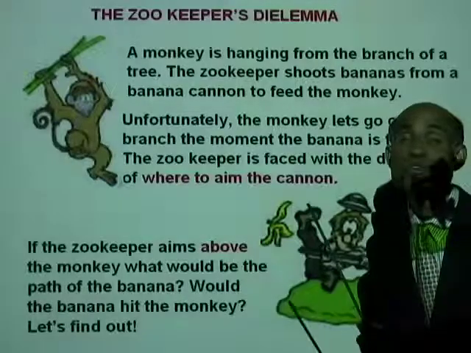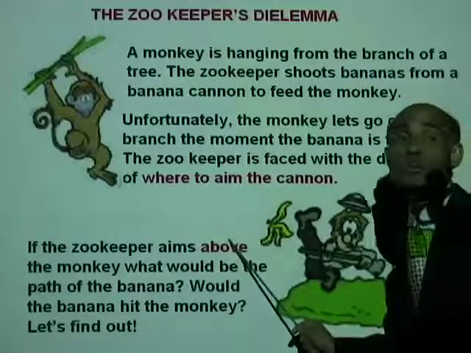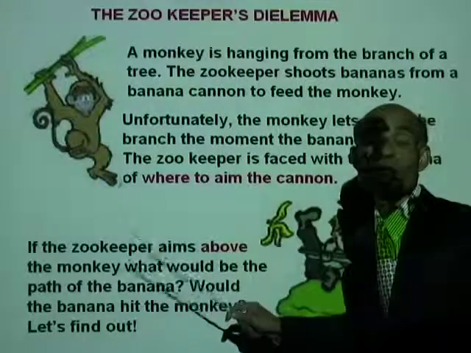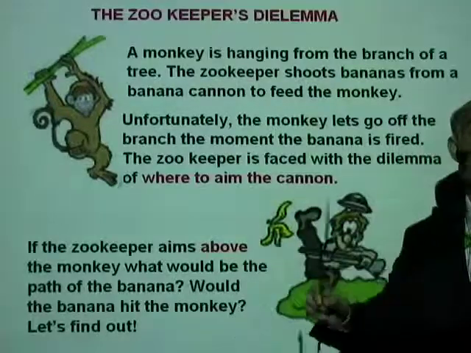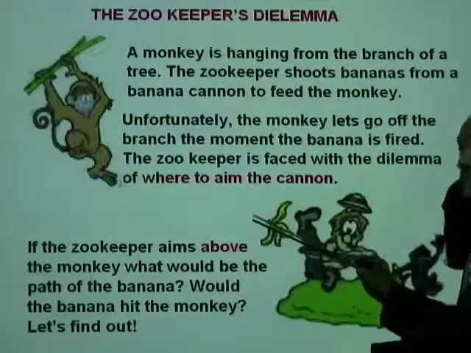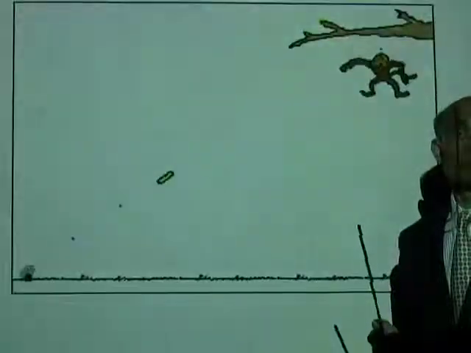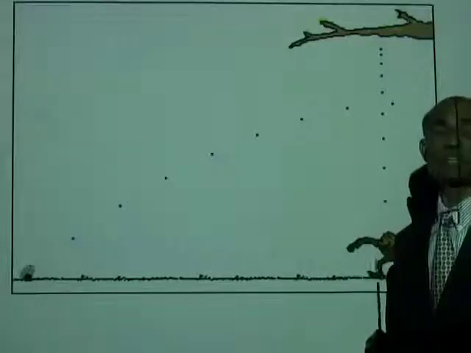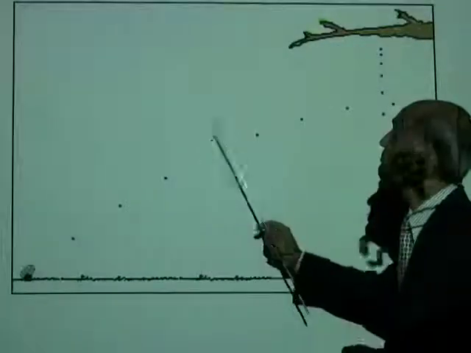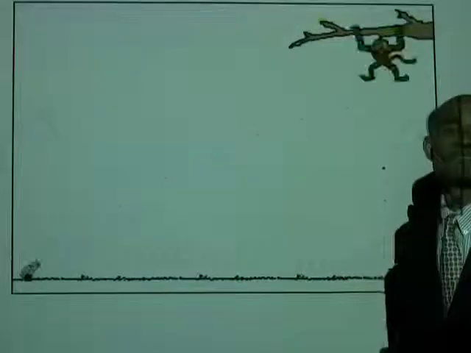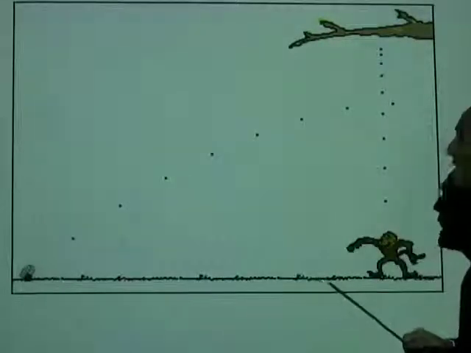Well, now you know, you can advise the zookeeper. Is that right? Now, should he aim above the monkey, below the monkey, or directly at the monkey? As soon as he shoots the banana, the monkey is going to let go. Alright, there the zookeeper made a mistake. He aimed the banana above the monkey. So what happened? Poor monkey did not get it.